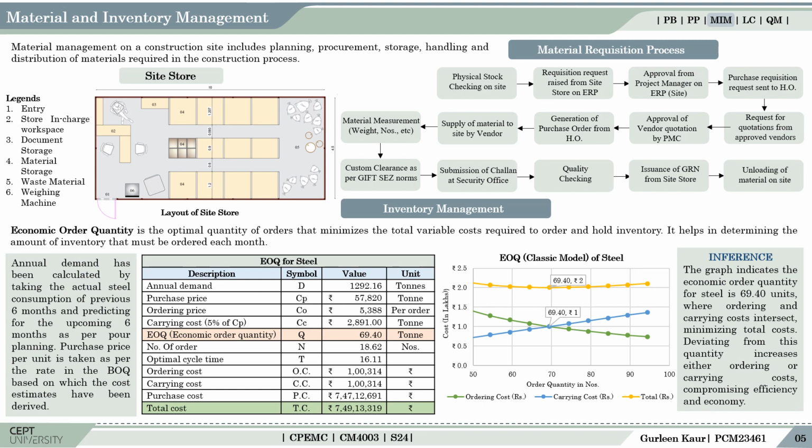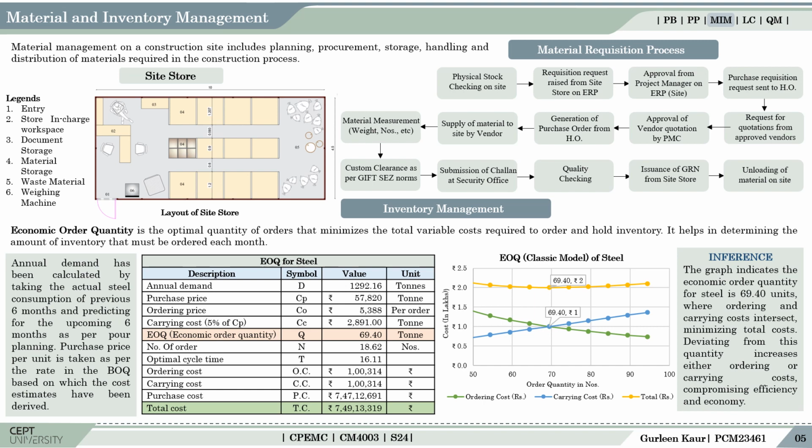Carrying cost was taken to be 5% of the purchase price, and the ordering price consists of the price required for the involvement of people and resources in the process. Altogether, 3 of them make up the annual inventory cost. From that, the EOQ, number of orders, and the optimal cycle time were calculated. This data was used for the preparation of classic EOQ model.